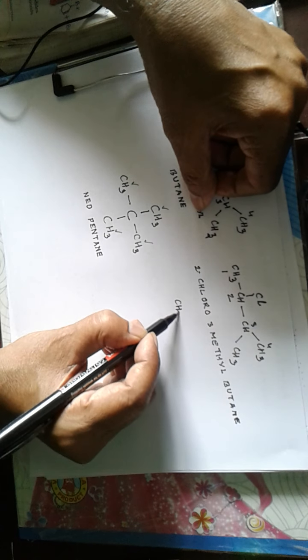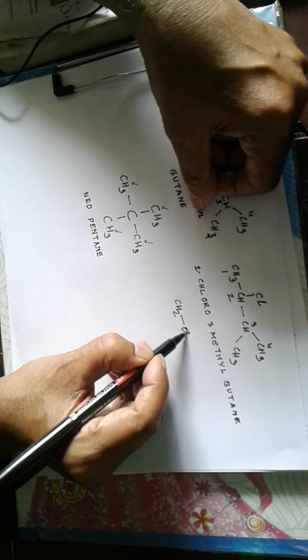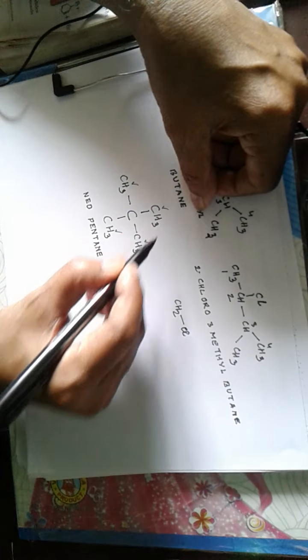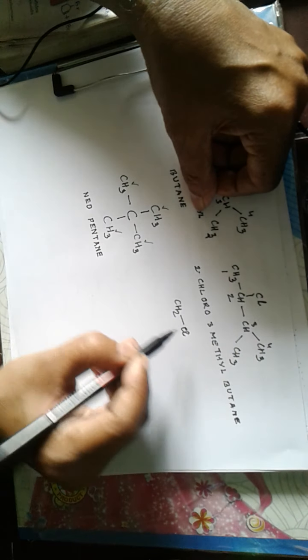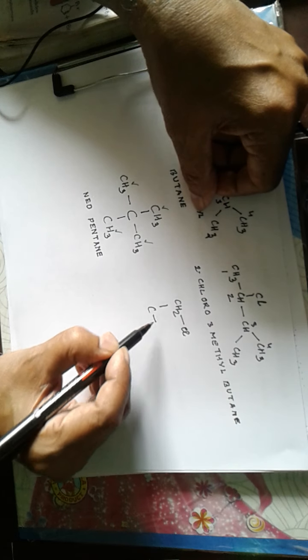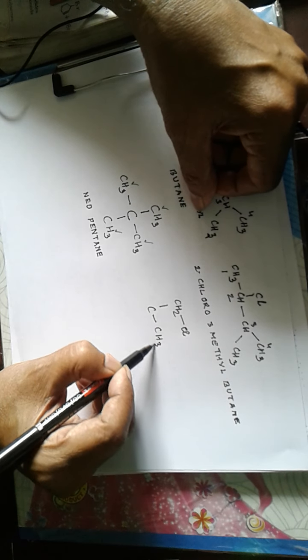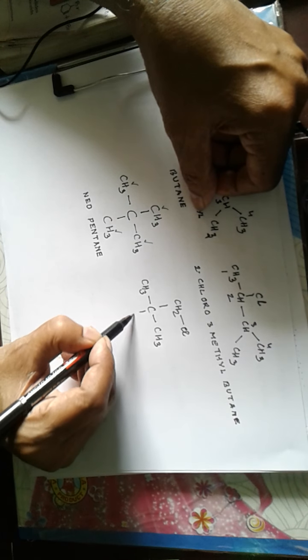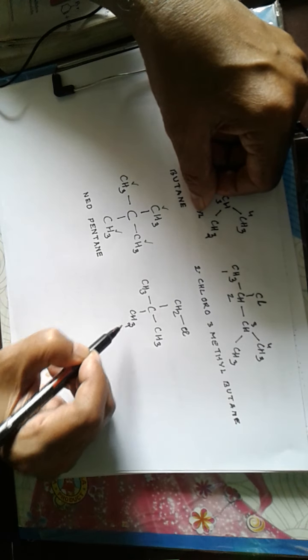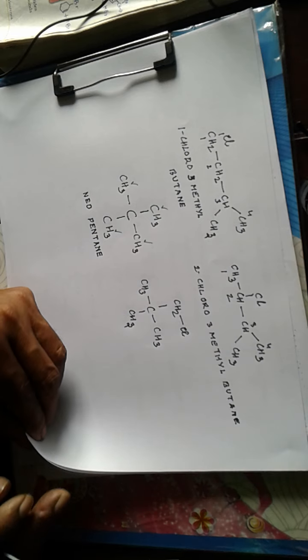So here let us make this methyl, replacing one hydrogen by a chlorine, and CH3 here, and CH3 here, and CH3 here. So neopentane is the isomer which gives only one monochloro derivative, because neopentane is highly symmetrical.